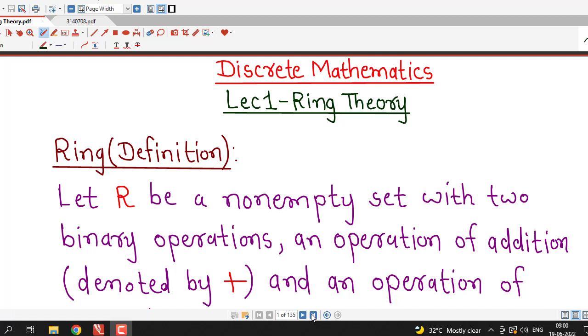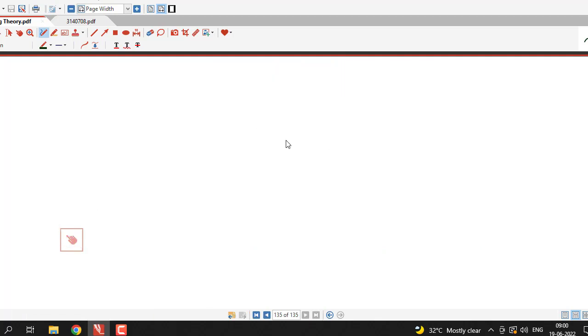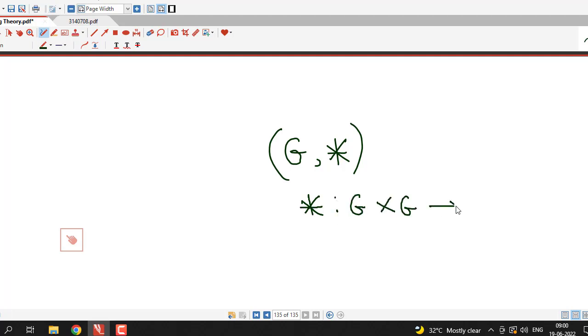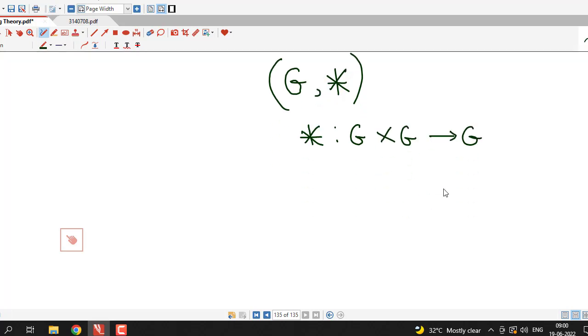So first we understand what this new algebraic structure known as ring is. So far we have discussed algebraic structures with only one binary operation. We have discussed a group, and in a group we consider only one binary operation from G cross G to G. Now suppose our set has two binary operations.